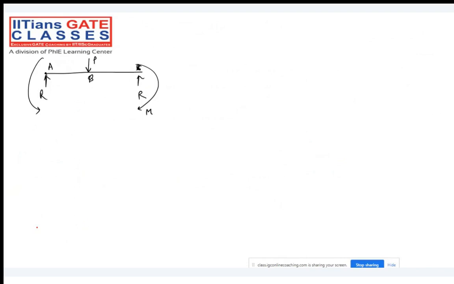Moment area method. By the moment area method, we know that if I draw the elastic curve, it will be something like this.